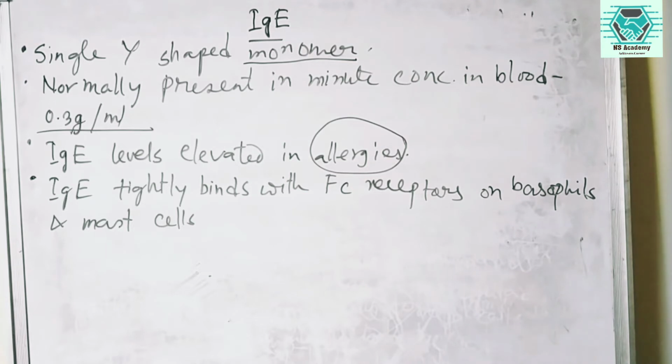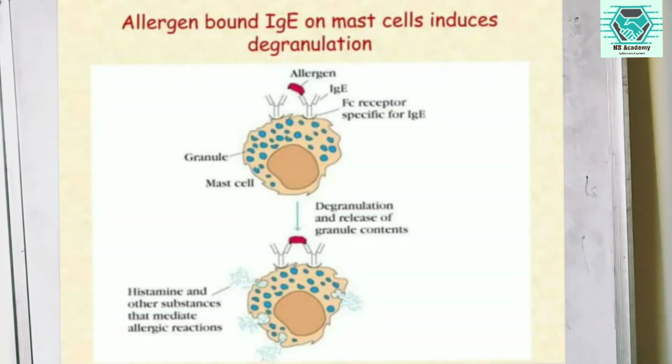So in the next diagram, we can see how the allergen bound immunoglobulin E on mast cells induces the degranulation and release of the histamine to cause allergy. So you can see in the diagram that when the allergen is attached with the variable region of immunoglobulin E, these immunoglobulin E bound with the allergen can bind to the Fc receptor on the mast cell. And then there is degranulation and release of granules, and these granules contain the histamine and other substances, and they actually mediate the allergic reactions.